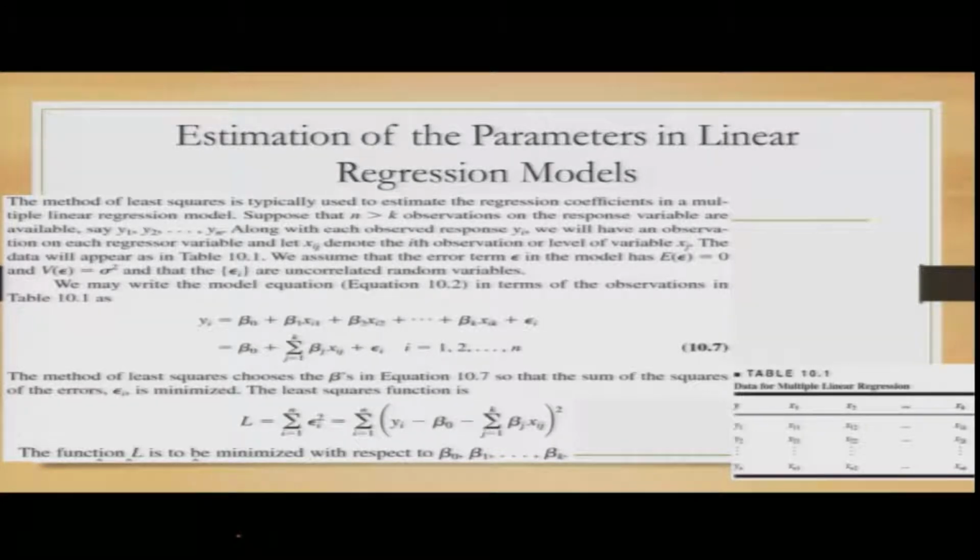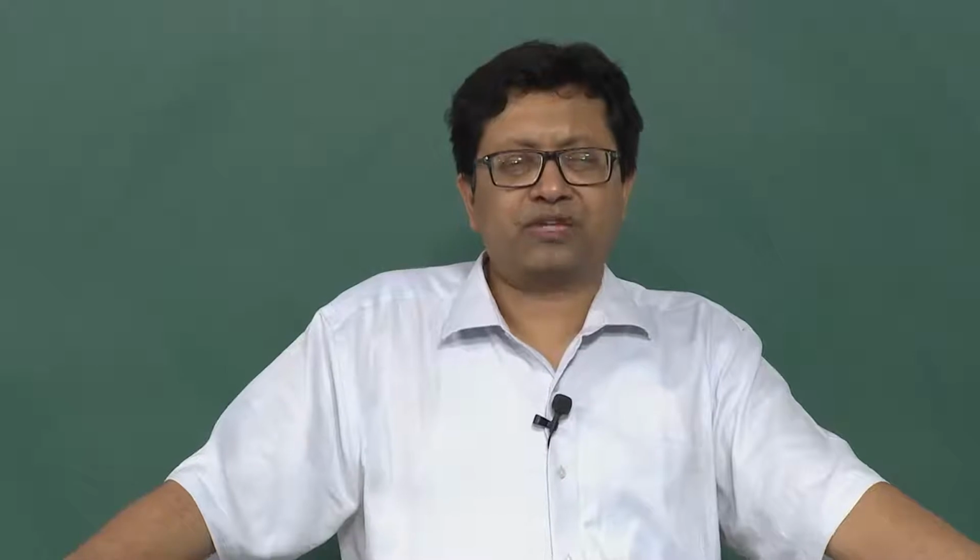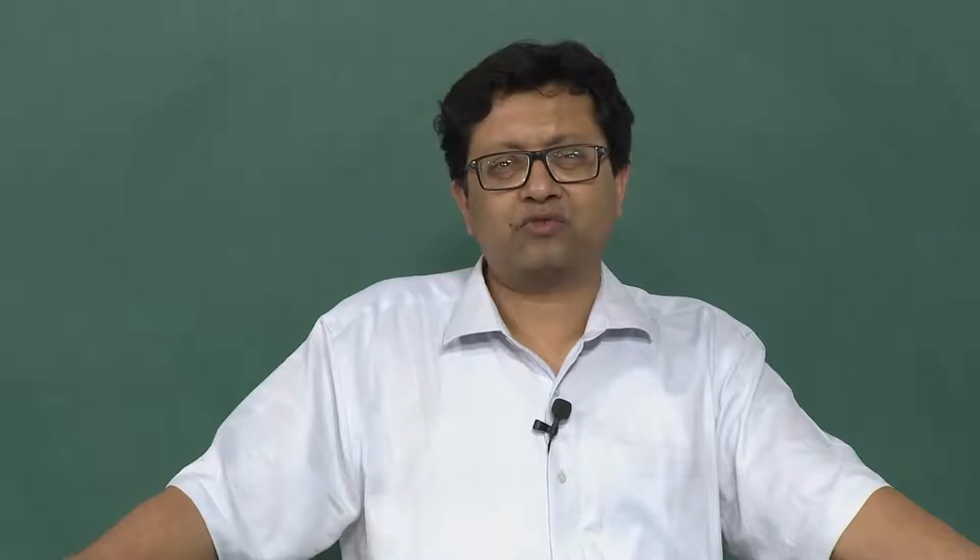Suppose that n is greater than k, where k is the number of variables and n is the number of readings. So n observations on the response variable are available, say y1, y2, y3 till yn, and similarly the values of x1 to xk are given from the first value to the nth value. If I consider x1, it will be x11, x12, x13, x14 till x1n, where the first suffix denotes the variable and the second suffix 1, 2, 3, 4 till n would mean the reading number.